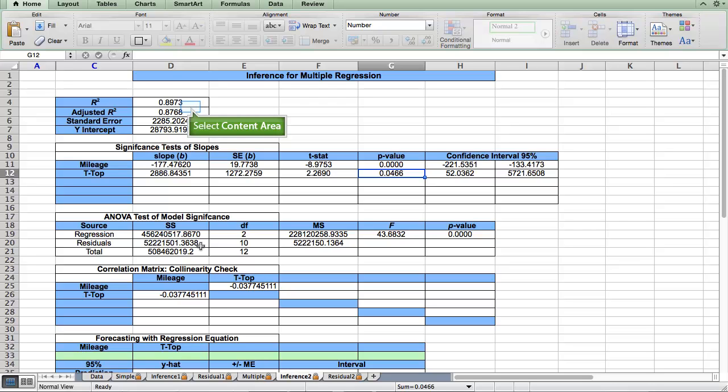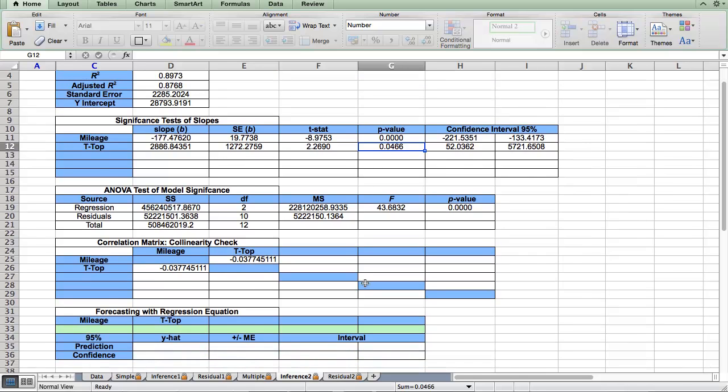Okay, well, we improved our adjusted R-squared by adding the T-top variable to the model. We were at about 82%, and we went up to about 87.7%, or nearly 88%. Also, removing year did not affect the p-value in terms of significance for the T-tops. It stayed very close to the same value.